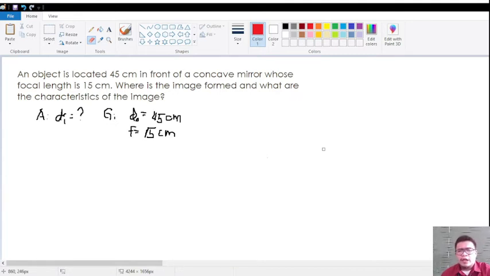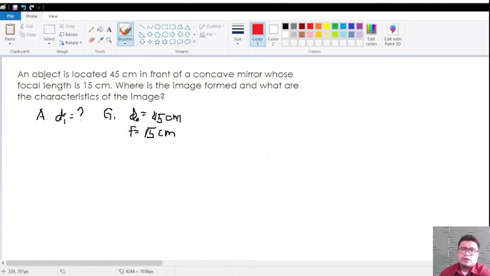So first, in every problem, for you to be guided, always write what is asked in the problem. So what is asked in the problem here is our d sub i, or where is the image located. So that's why we denote that as d sub i. That is unknown, so that's why we put a question mark there.